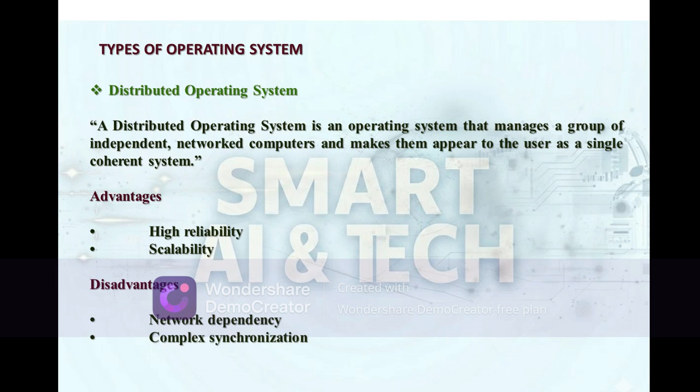The distributed operating system has the features of resource sharing across the nodes and transparency. The advantages of the distributed operating system are high reliability and high scalability. Disadvantages are network dependency and complex synchronization. An example of the distributed operating system is Amoeba.